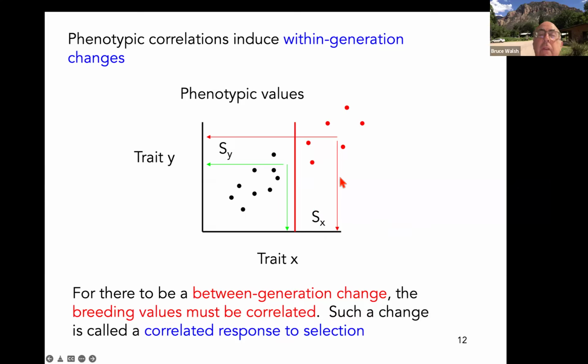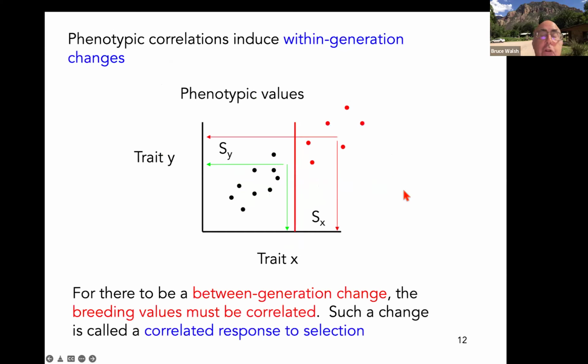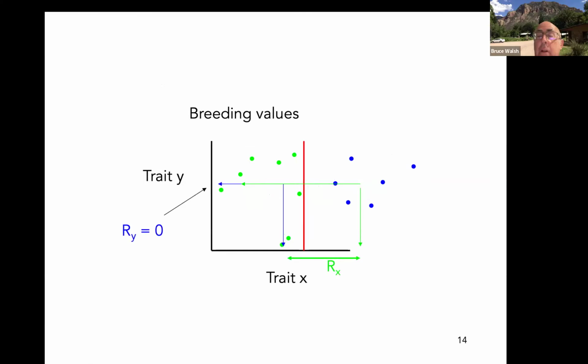So let's represent that. So in this figure here, each point here, that's an individual, and then the arrows go from black and red, which are the phenotypes, to green and blue. So that individual here, that's its phenotypic value for X and Y. That's its breeding value for X and Y. So now let's look at that slide. So this slide is on phenotypes. If I knew the breeding values, that's the slide on breeding values.